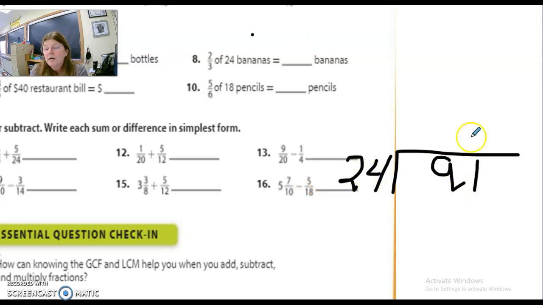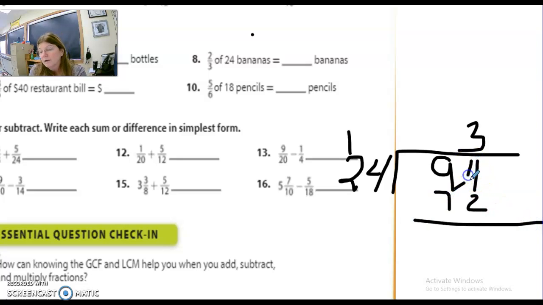All right, here we go. So 3 times 4 is 12. Carry the 1. 3 times 2 is 6 plus 1 is 7. So we have 72. Subtract, we get a 9, and that means we have 19 on the bottom, and we have 3.